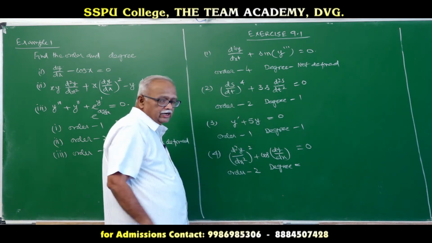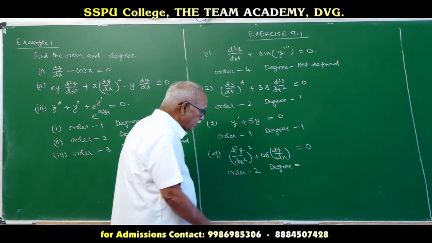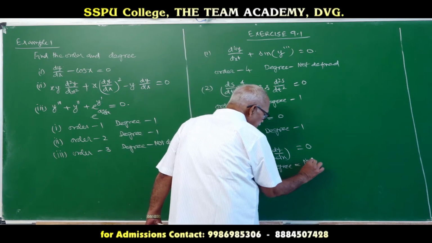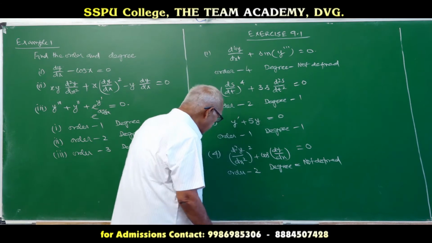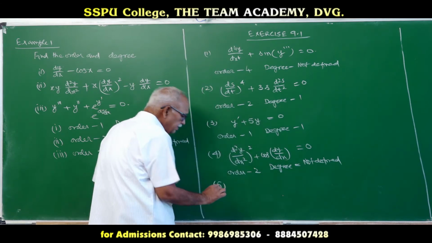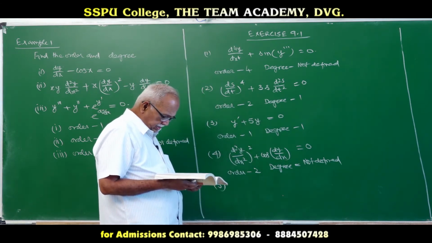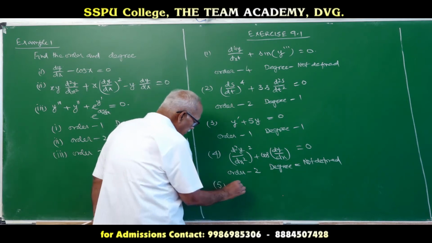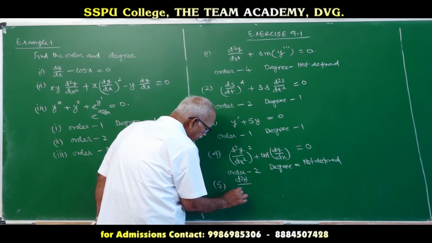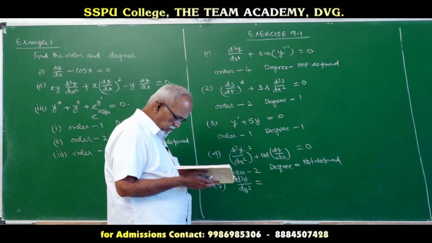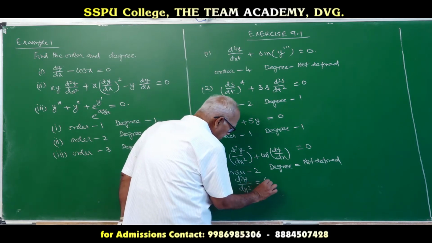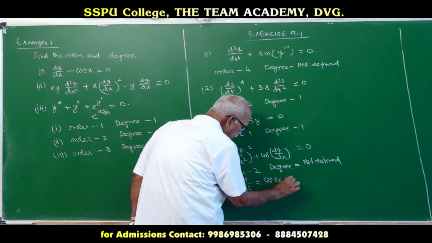It is not a polynomial in the derivative. Therefore, degree is not defined. Now let us take the next question. d square y by dx square is equal to cos 3x plus sin 3x.